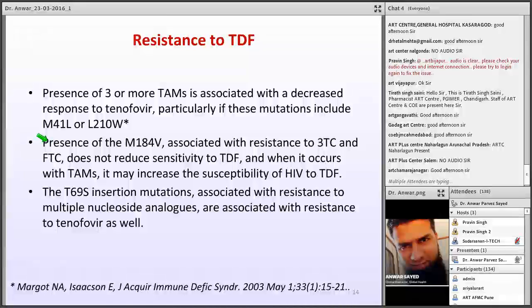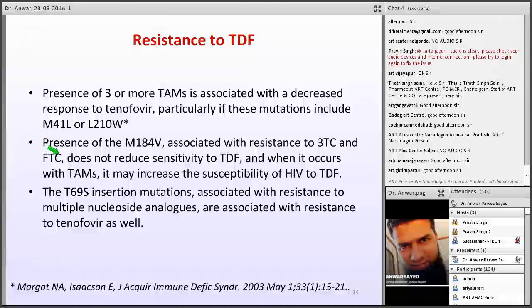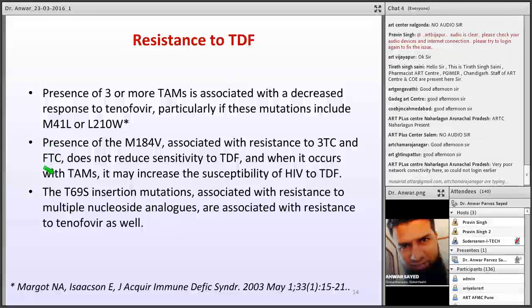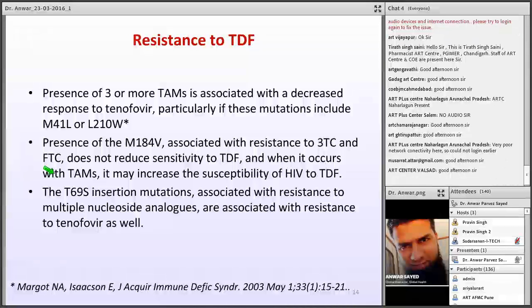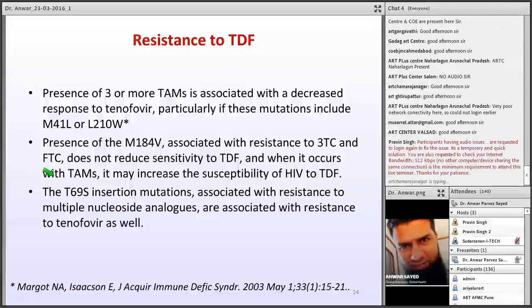The presence of M184V is associated with resistance to lamivudine and emtricitabine, which does not reduce sensitivity to tenofovir. And when it occurs with TAMs, it may increase the susceptibility of HIV to tenofovir. So the T69S insertion mutation, which is another mutation associated with resistance to multiple nucleoside analogs, is associated with resistance to tenofovir as well, like it causes resistance to other nucleoside analogs.